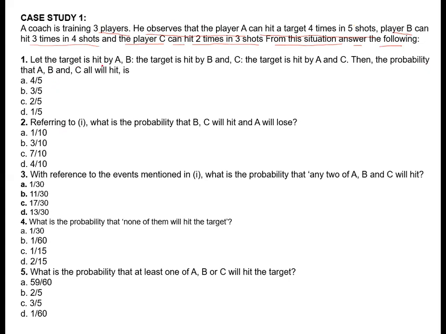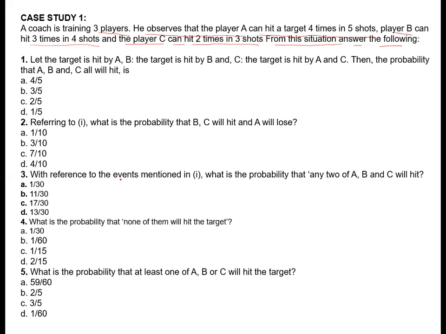First is, let the target be hit by A, B, the target is hit by B and C, the target is hit by A and C, then what is the probability that A, B and C all 3 will hit? 4 by 5, 3 over 5, 2 by 5, 1 by 5. Second is, referring to part 1, what is the probability that B, C will hit and A will lose? 1 by 10, 3 by 10, 7 by 10, 4 by 10.